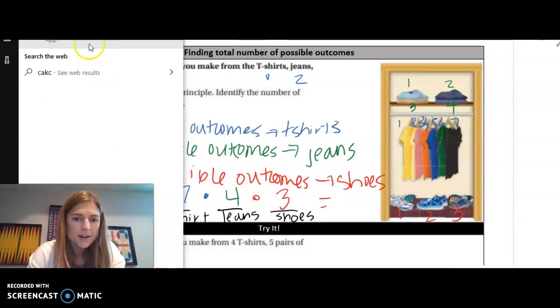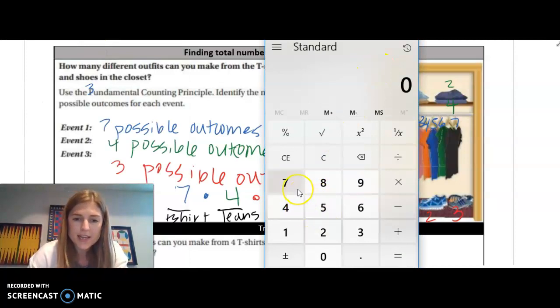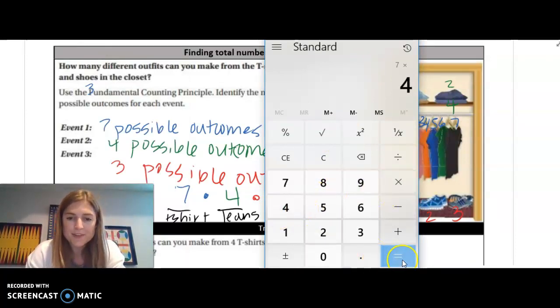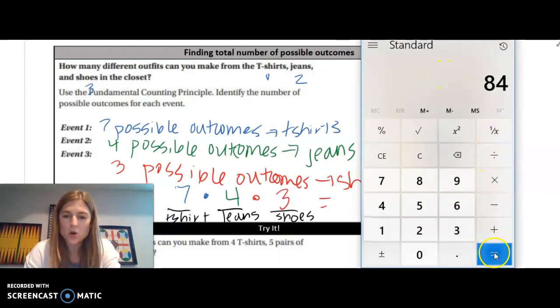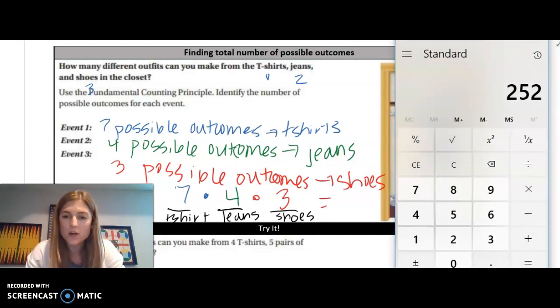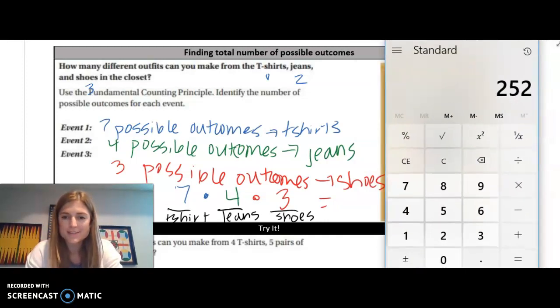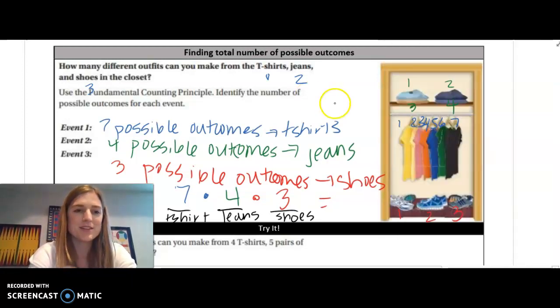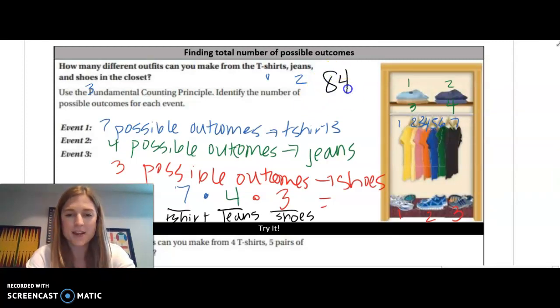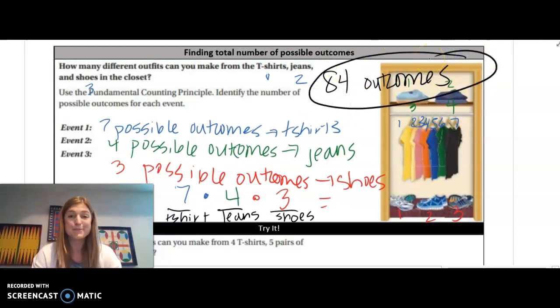Let's go over here. 7 times 4 is 28. I already know that, but I'll show it to you. And then times 3. So overall, there are 84. Oh goodness, what did I do? I think I messed this up. 7 times 4 times 3. There are 84 possible combinations that I can use from my closet. 84 outcomes. That's my answer. That's crazy. I can make 84 outfits with that.